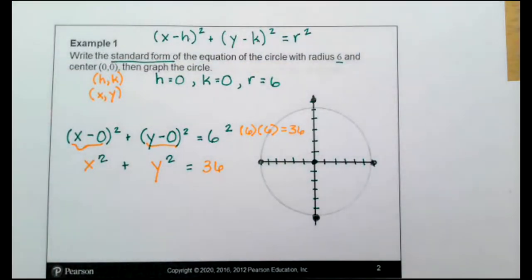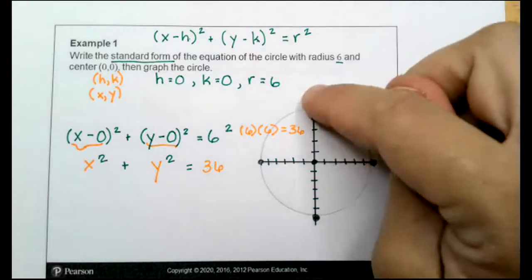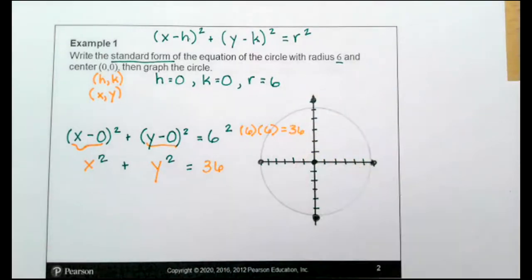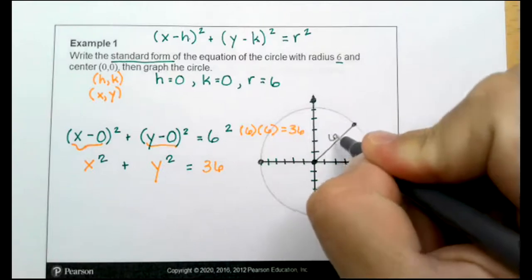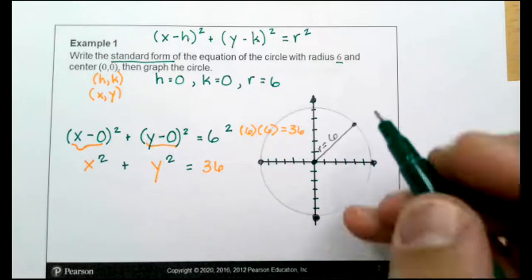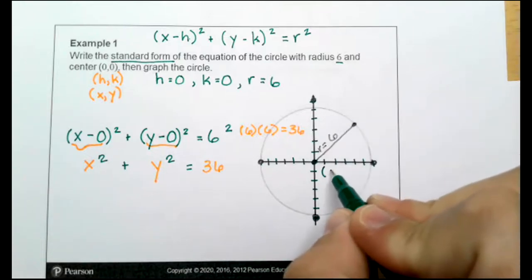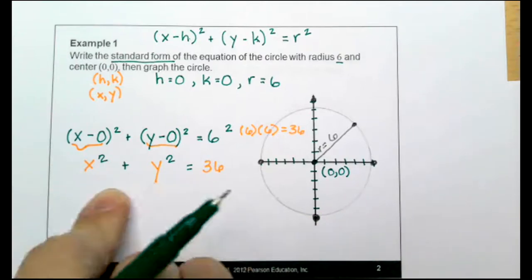I tried drawing a circle without a compass, and it was a nightmare. So I got my compass out. Yeah, I just spaced those too far. So that's a radius, R equals 6. H, K equals 0, 0. So that is graphed, and that is the equation.